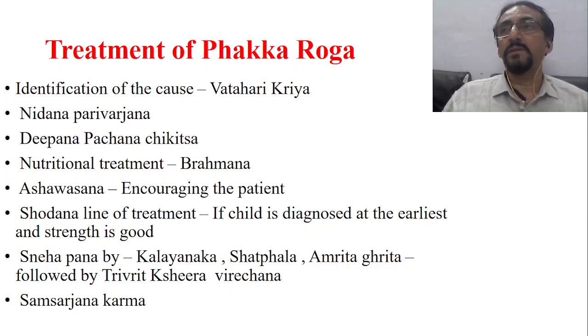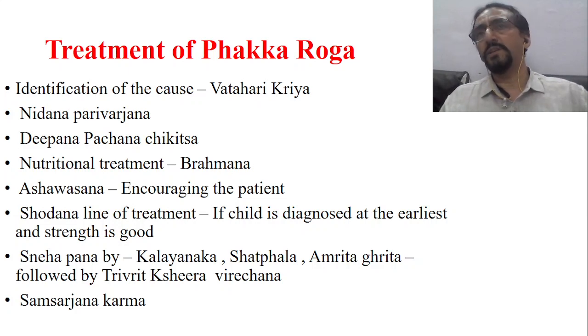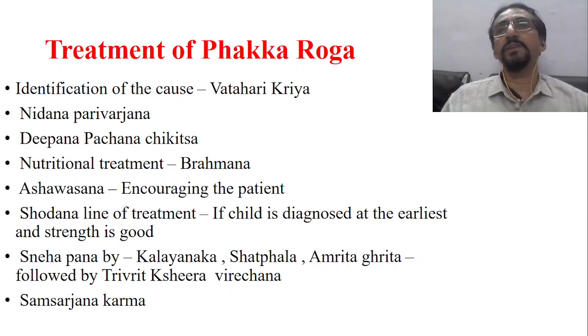So these are mentioned. And after snehapana, if you want to go for virechana karma, then again Kashyapa is very clear. Trivritta kshira should be used. For this purpose, Trivritta kshira virechana should be done. Trivritta is sukha virechaka. So probably with this intention, he has selected Trivritta kshira because it is quite conducive to the children. And this will be followed by samsarjana karma. If you look into the shlokas, it's very clear. This will be followed by the samsarjana karma.